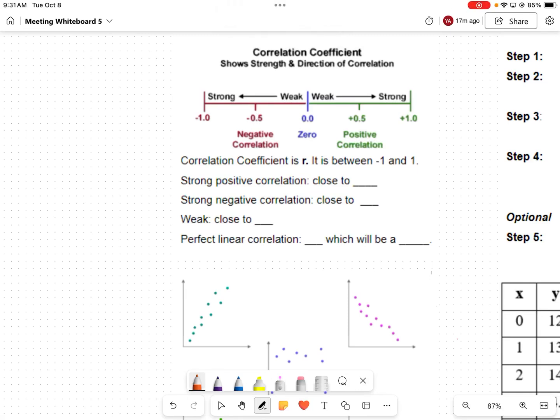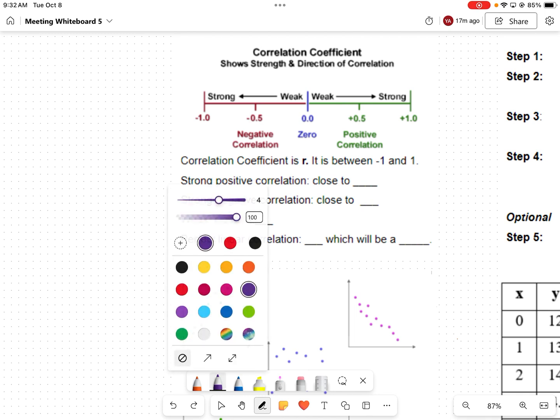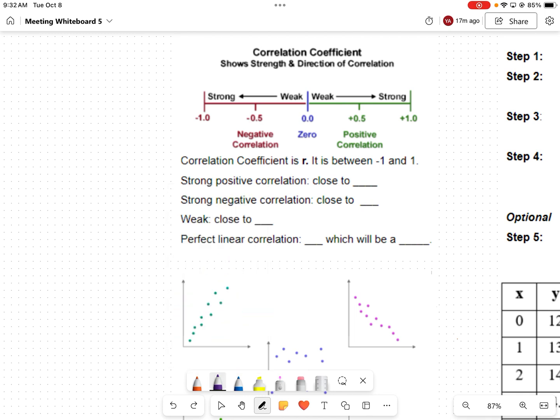Okay, we are going to do the correlation coefficient first. A correlation coefficient describes how a linear relationship between x and y, how they're related. The first thing we're going to look at is the correlation coefficient r. That's the letter that we use. r is always between -1 and 1.